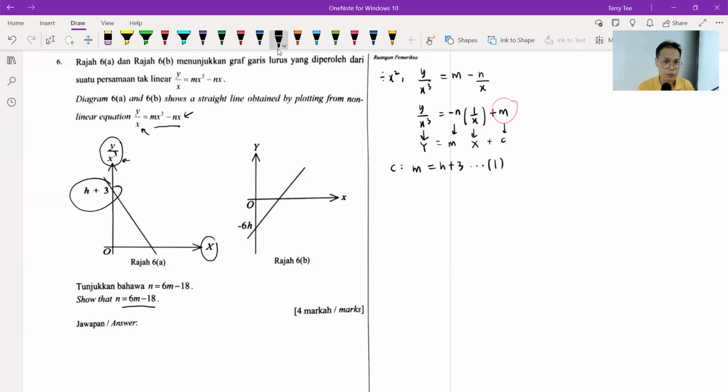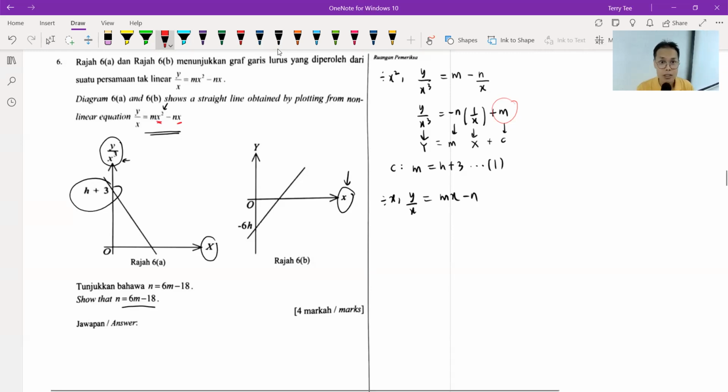Then go back to the starting equation over again. This time, I want to convert to linear form by making the variable for the x-axis to be x. To do so, you see there's an x squared here. I need to get rid of this x squared, so I'm going to start from there and divide by x. So y over x is now mx minus n. When you divide x squared by x, I'm left with x. When I divide x by x, I'm left with just 1, left with negative n. So I'm going to write here, this is your big Y, this is your m, this is your x, and this is your c.